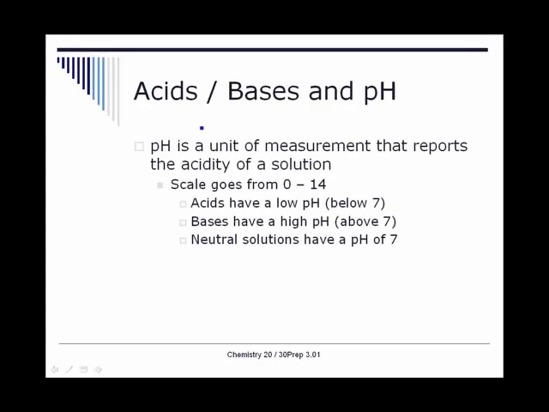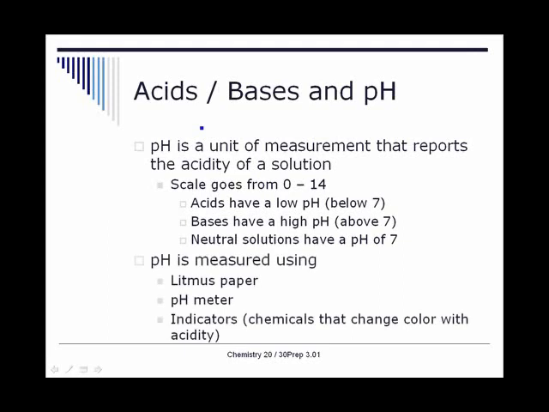For acids and bases, there is pH. pH is a unit of measurement that reports the acidity of a solution. Some of you have probably heard this before, some maybe not, but the scale goes from 0 to 14, and generally speaking, acids have low pHs, below 7, and bases have high pHs, above 7. If something has a pH of exactly 7, it's considered neutral. And pH can be measured using litmus paper, a pH meter, or indicators, which are chemicals that change color in a solution of a specific acidity.